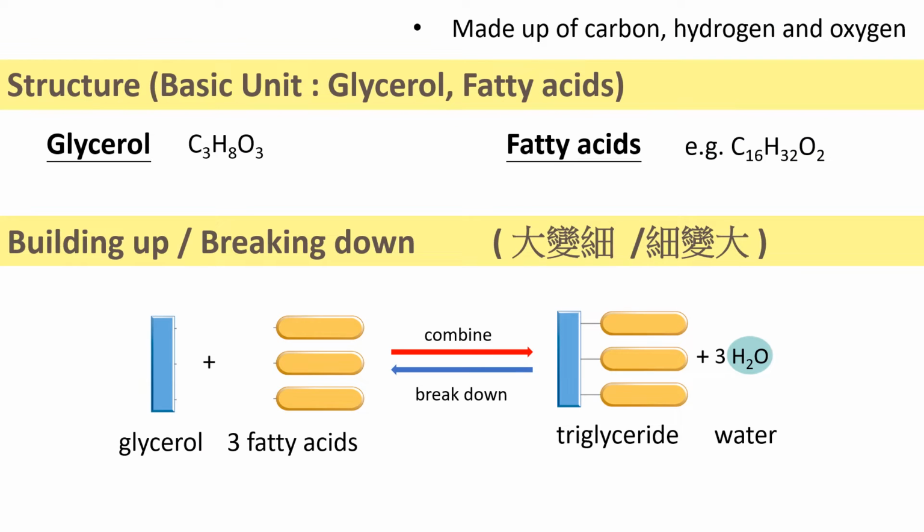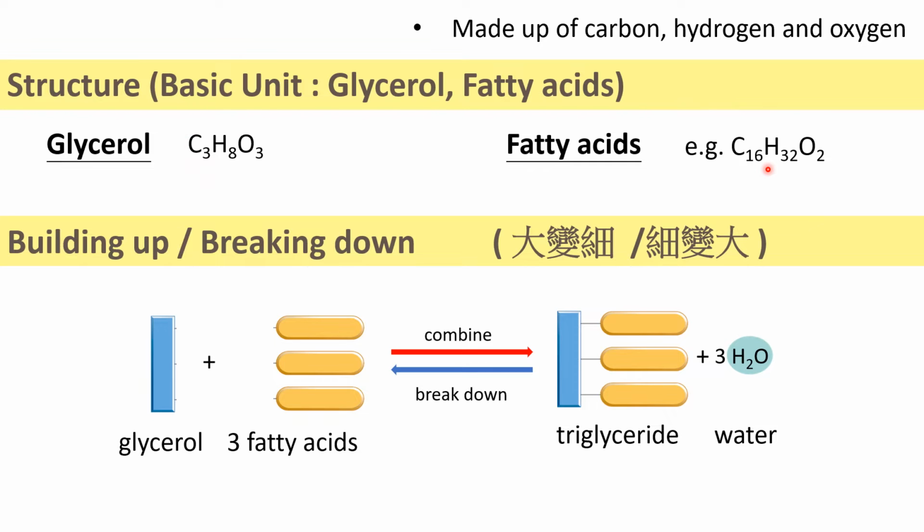Again, we start by studying the chemical structure of lipids. And we'll only focus our study on triglycerides. Okay, when you look at the chemical formula of triglycerides, it's actually made up of 2 smaller basic units, the glycerol and also 3 fatty acids.